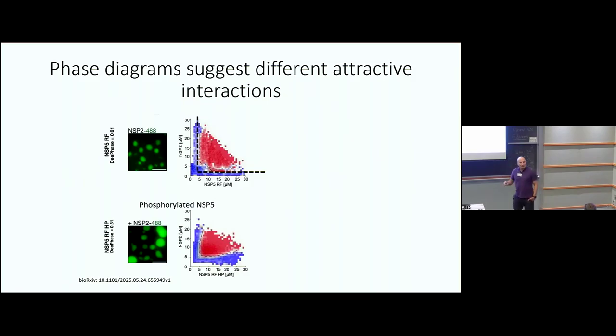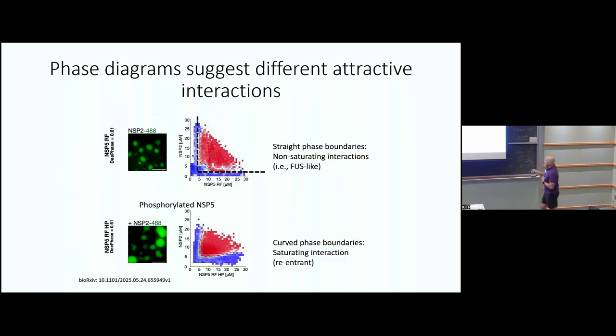Okay, and so what that says to me is that something has changed in the mechanism of interaction. We've gone to some type of interaction that cannot saturate. Something like FUS does not saturate when you take it to ultra high concentrations, whereas down here you've got some sort of saturating interaction.